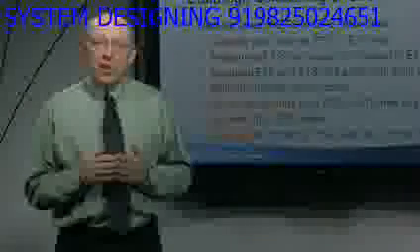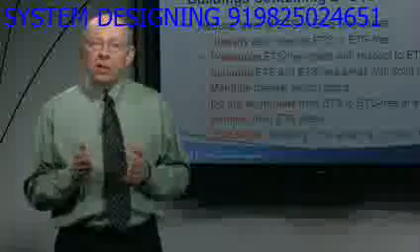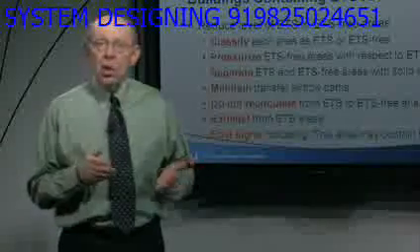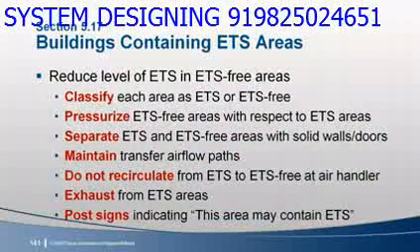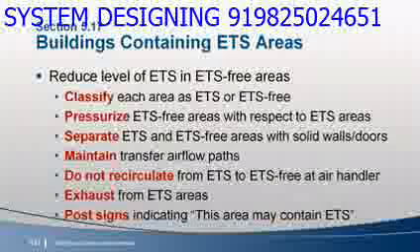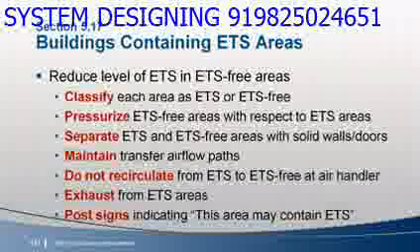Finally, Section 517 addresses airflow in buildings that allow smoking in some areas but prohibit it in others. To reduce the transfer of environmental tobacco smoke, ETS areas must be at negative pressure relative to ETS-free areas. The areas must be separated using walls with doors. Separate air handlers must be used for ETS and ETS-free areas, and air must be exhausted from ETS areas. Signs must be posted to indicate areas that might contain environmental tobacco smoke.